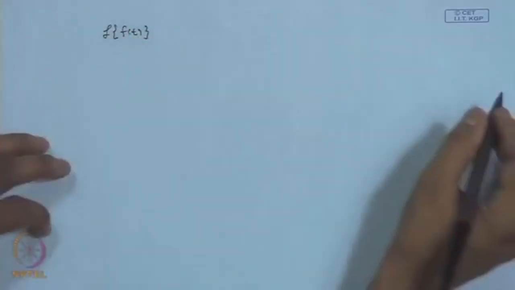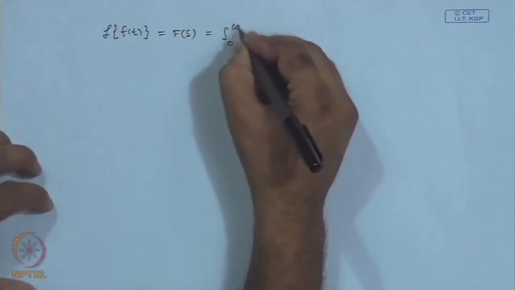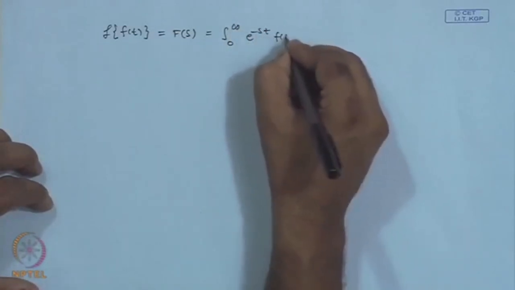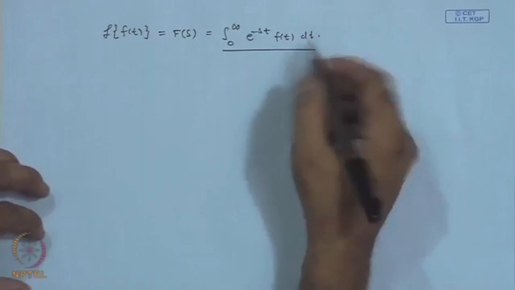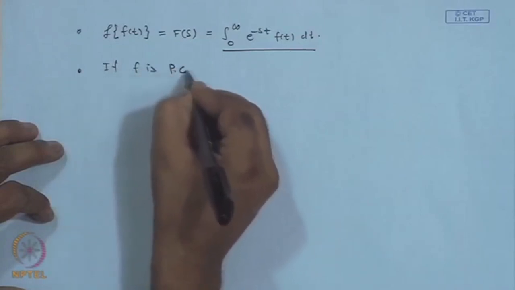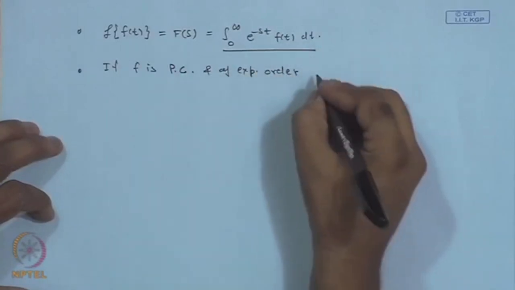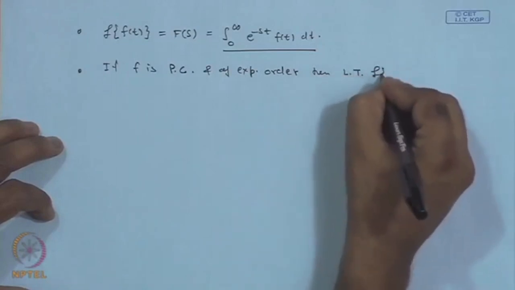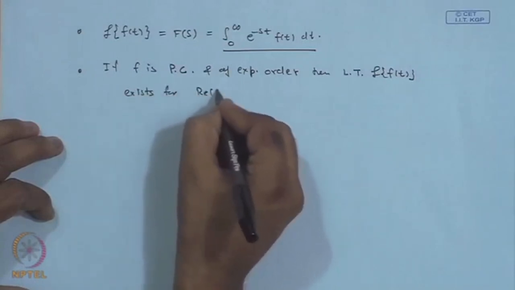So let me just recall briefly what we have done in the last lecture. The Laplace transform of a function f(t), which we denote by F(s), is given by the integral from 0 to infinity of e^(-st) f(t) dt, provided this improper integral converges for some s. We have seen that if f is a piecewise continuous function and of exponential order, then the Laplace transform, that is L{f(t)}, exists for real s greater than alpha.